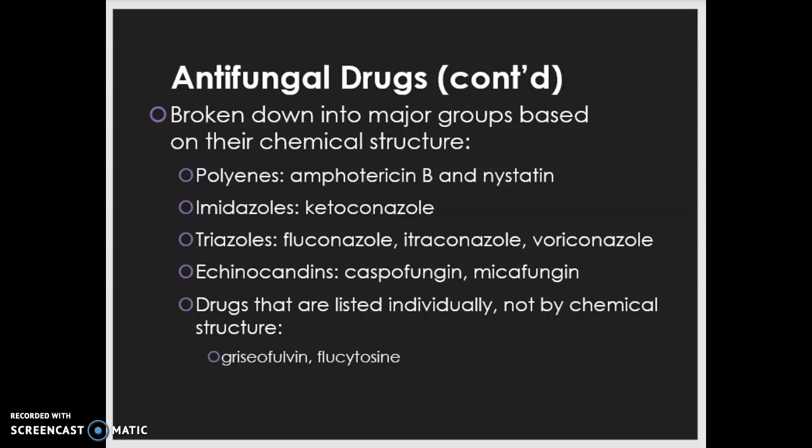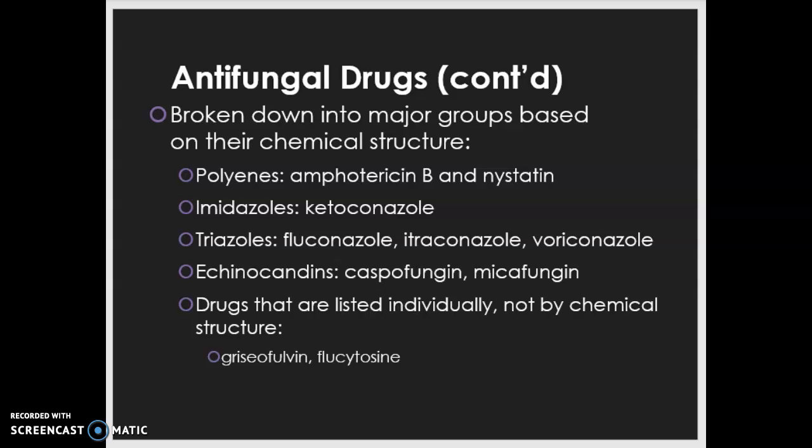So the major groups, by their chemical structure, we have the polyenes. This includes our amphotericin B and nystatin. And the way they work is they bind to the ergosterol in the membrane. And so it alters that membrane's integrity.